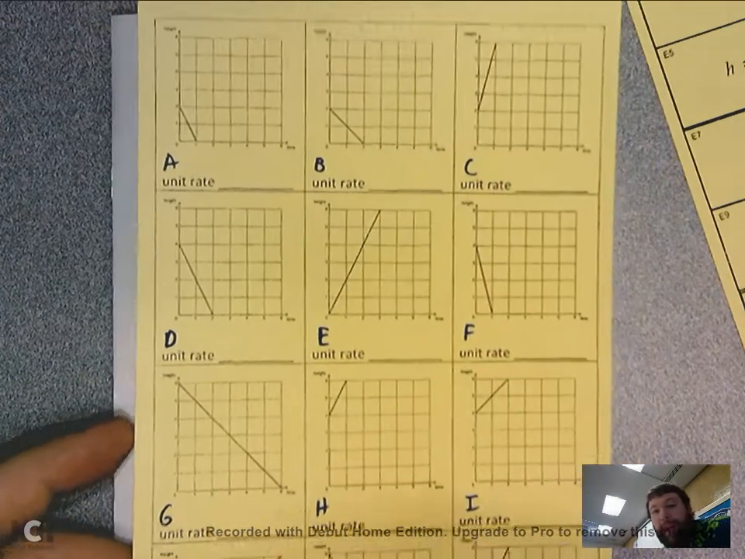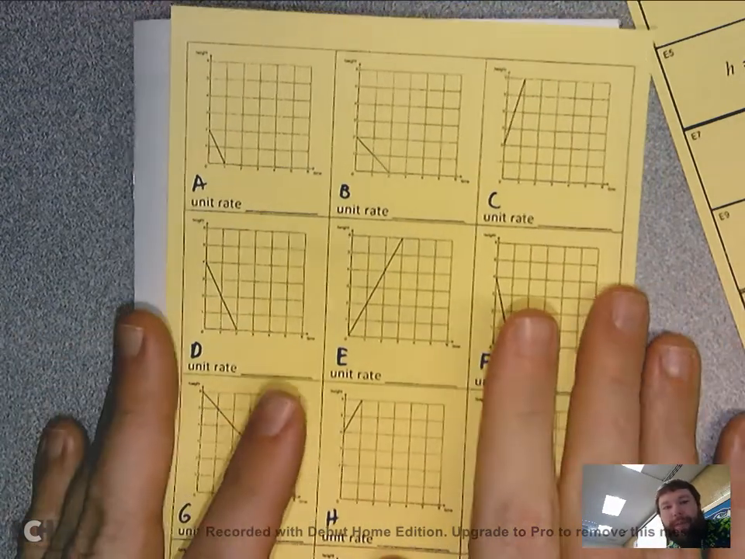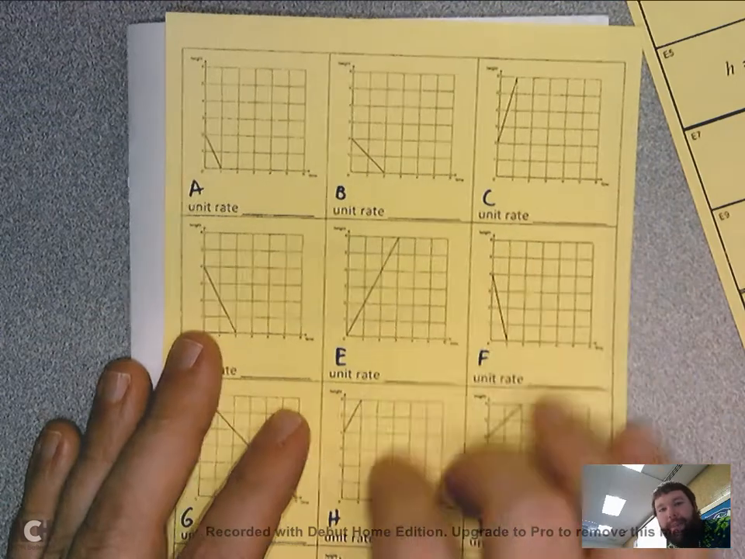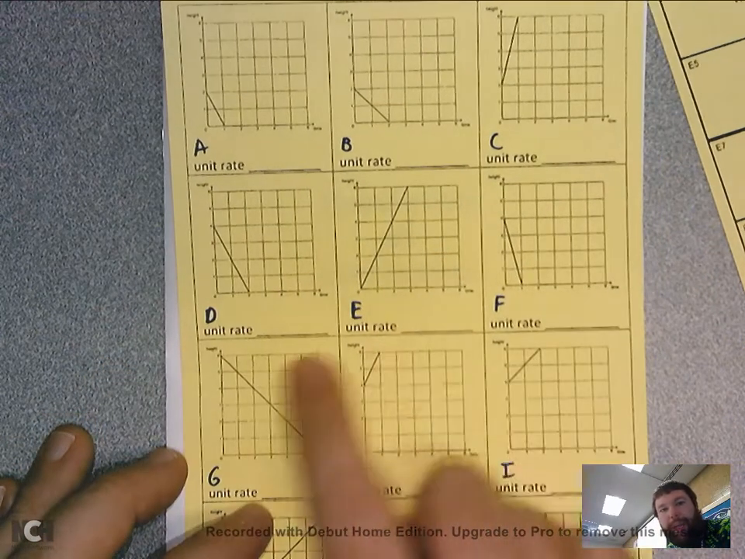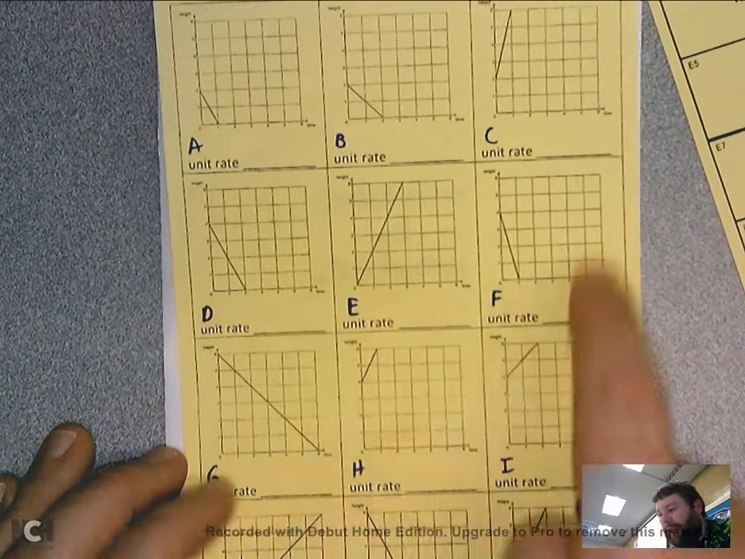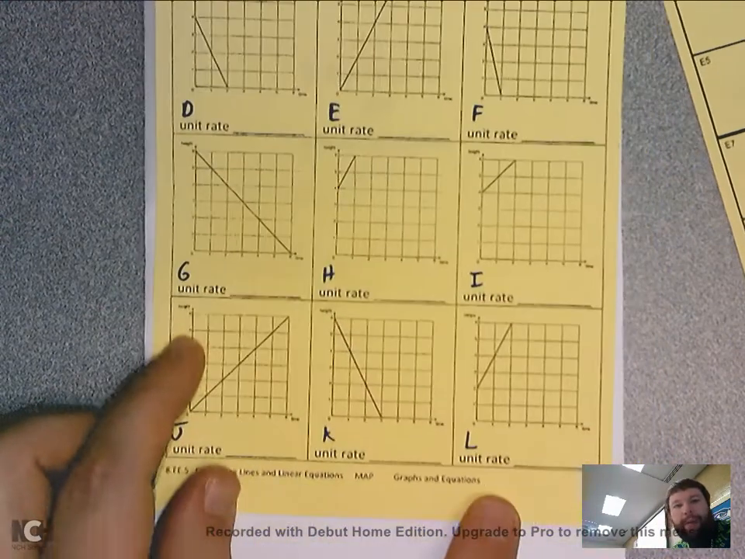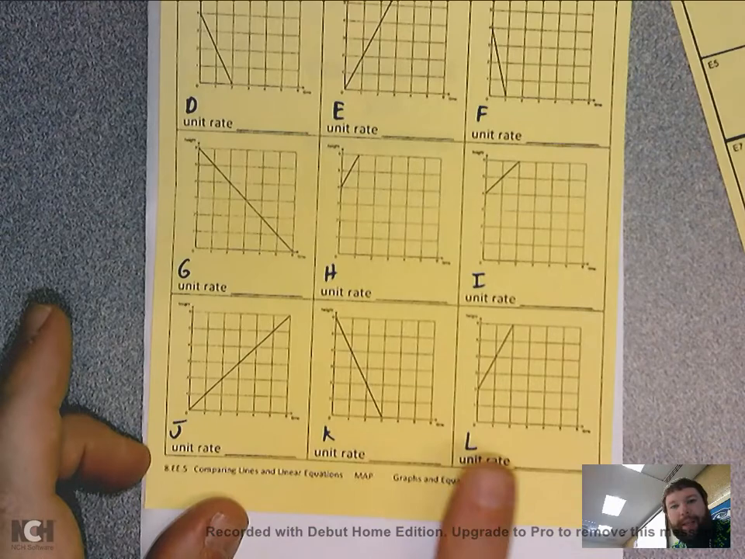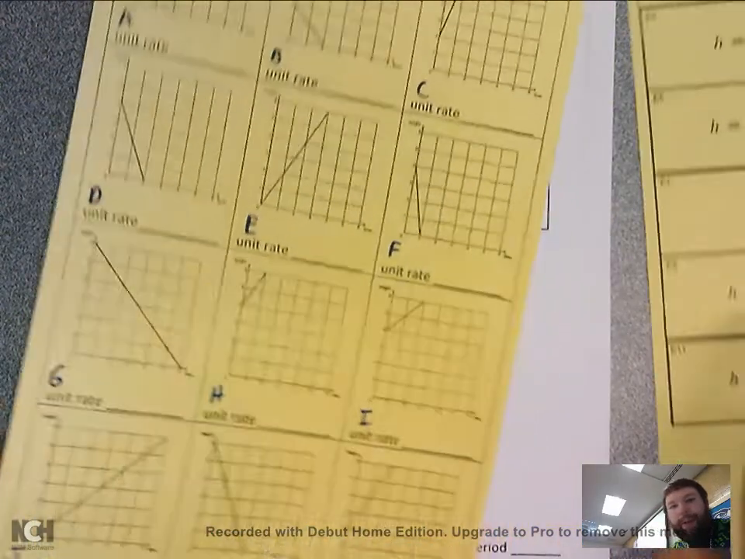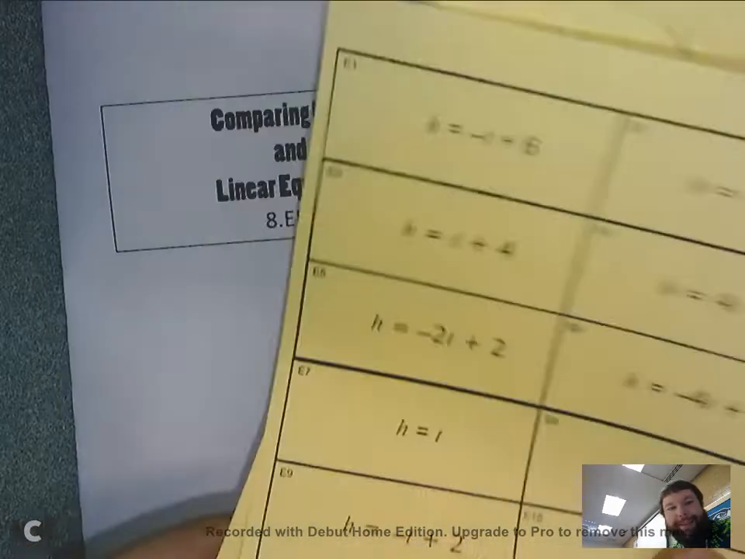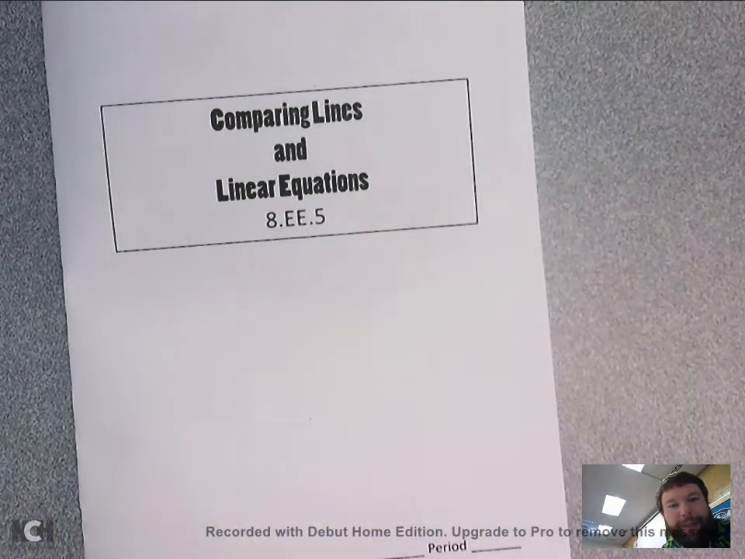Now, unless you're printing this off from online, these graphs are not going to be labeled. So go ahead and go through and label them A, B, C, D, E, F, and so on, till you get to L at the very bottom there. Okay, then the next thing we're going to do is cut all of these out. So go ahead and cut those out.